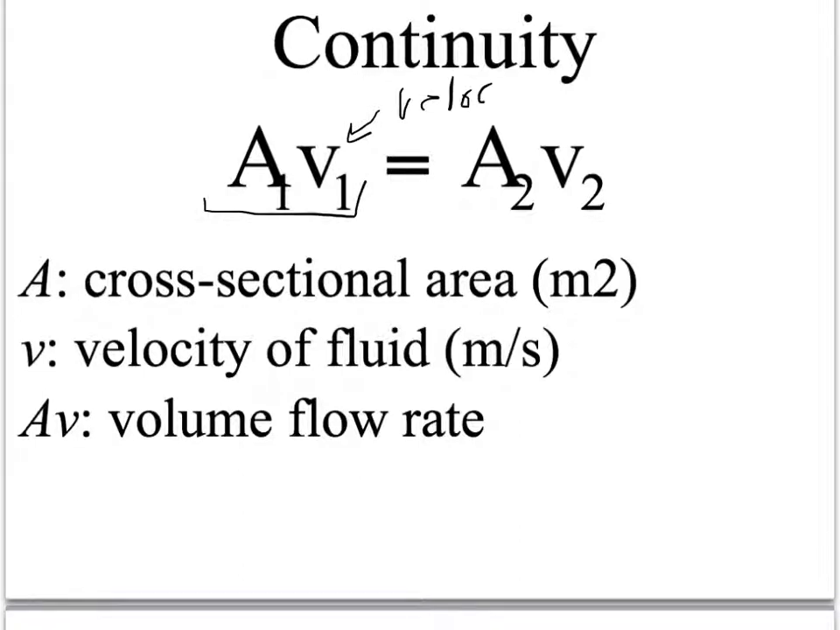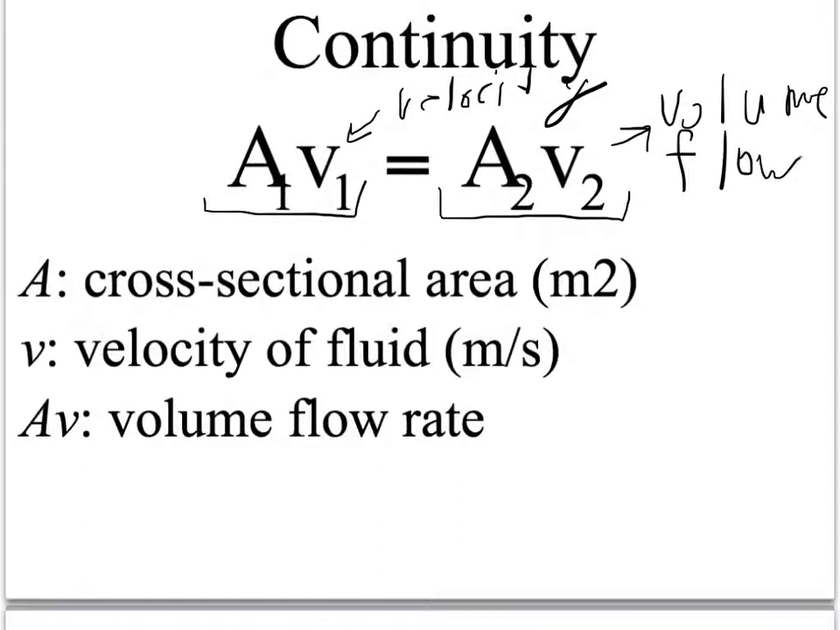There's also the principle of continuity, which says that area times velocity, so this is a small v, therefore velocity, at one part of a container with flowing fluid equals the area times velocity at another part of a container with a flowing fluid. Area times velocity is a volume flow rate, and the volume flow rate in any container is the same everywhere. And that's what the principle of continuity tells us.